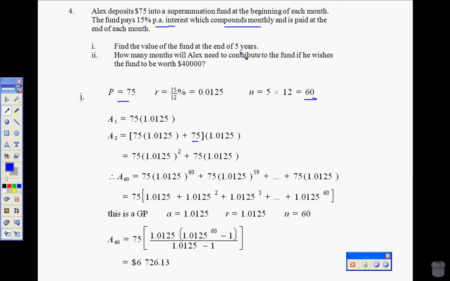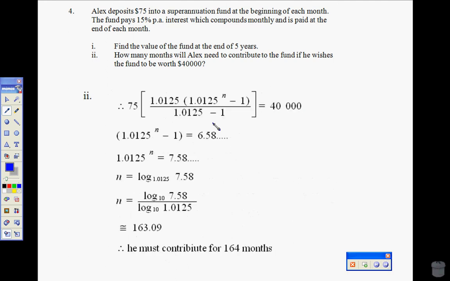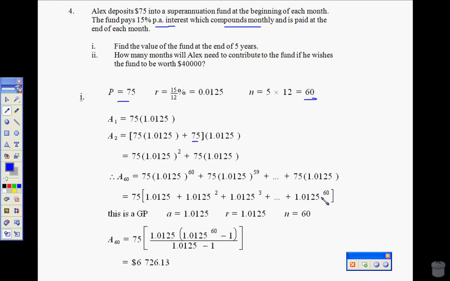So how many months does Alex need to contribute if he wishes the fund to be worth $40,000? So this time's a little bit different. We've got our formula, but what if it wasn't just 60 months? What if it was n months? If that's the case, our pattern would be exactly the same as what we saw over here, except it'd keep going till we get to n. So we'd have an unknown amount of months.